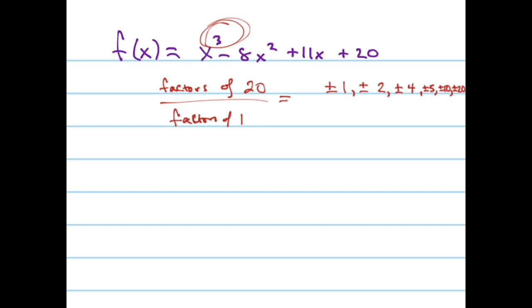So we're going to use synthetic substitution. We're going to put our coefficients up there: 1, -8, 11, and 20. We have no missing numbers, so no zeros to fill in. And we're going to be doing this several times because we've got to figure out which number we're going to plug in to get our solution. So Tori, pick one of those 12 numbers.